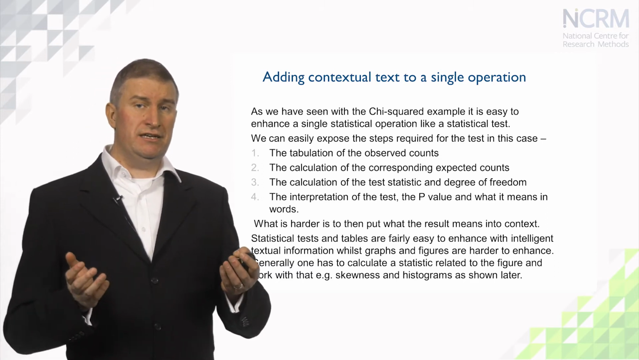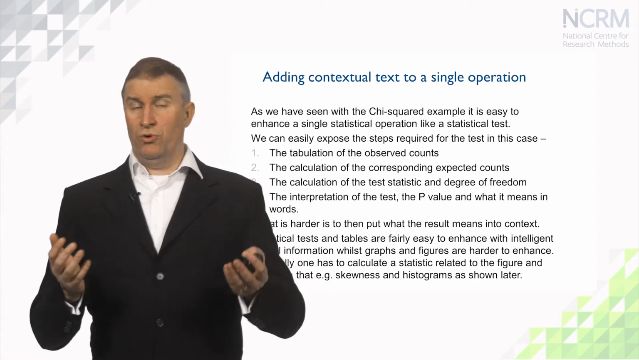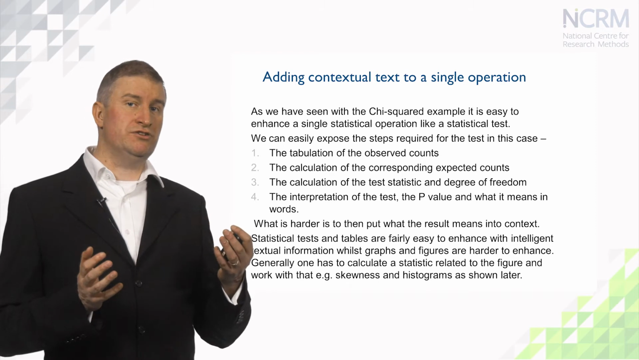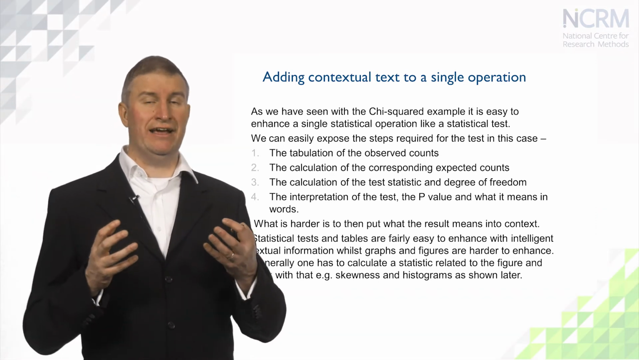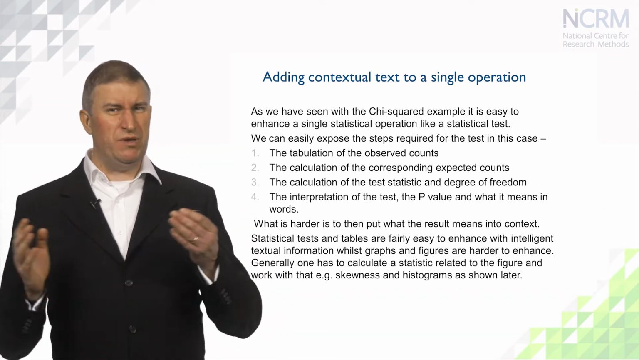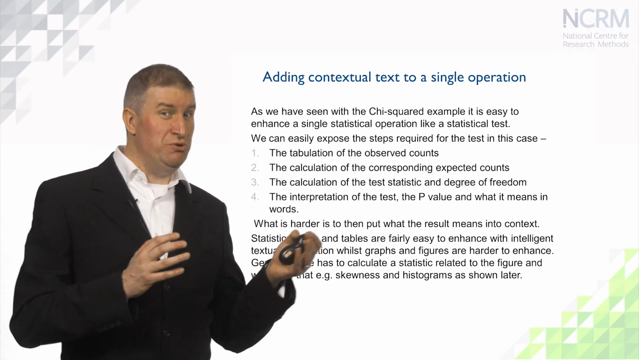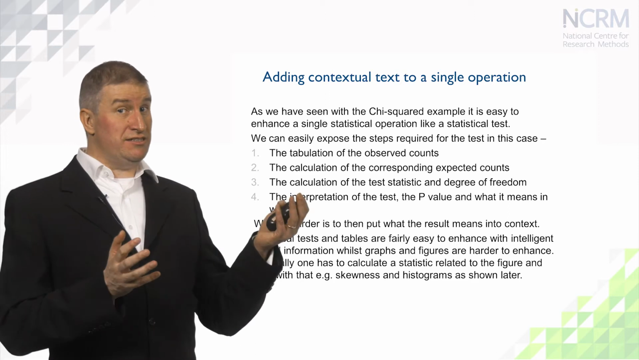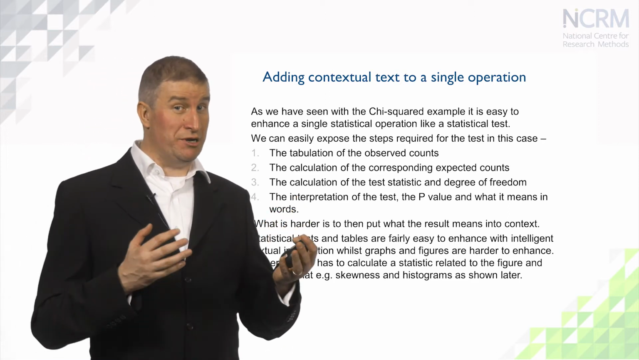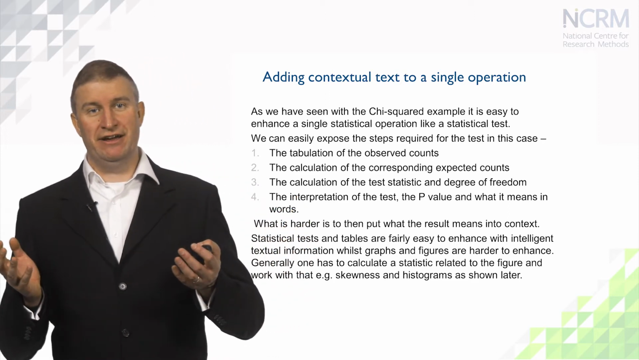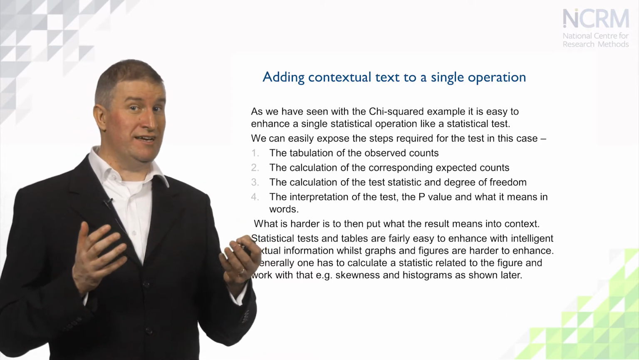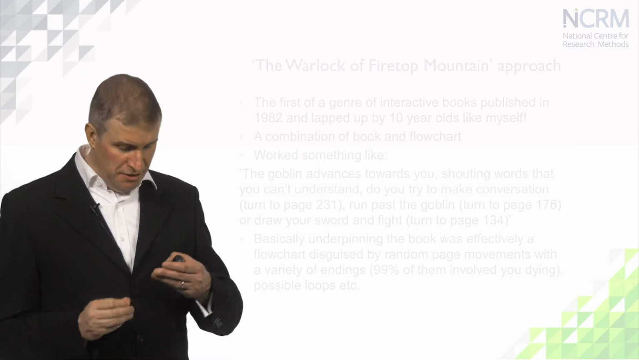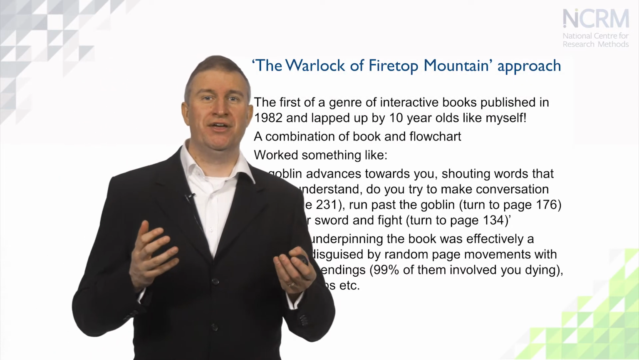So we see that the assistant can do all of the stats that are required, although what it can't do is find contextual meaning in the outcomes. That's beyond it. It's just a computer at the end of the day. We find that statistical tests and tables are easy for a computer to generate, though interpreting figures, as we'll see later, is somewhat harder.